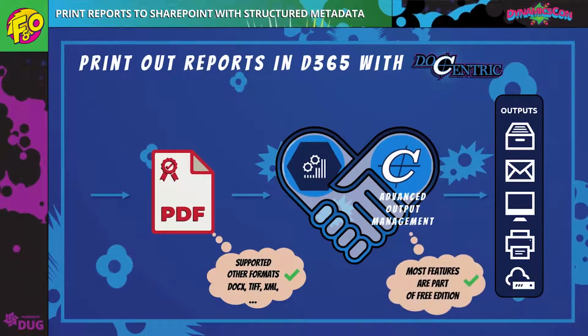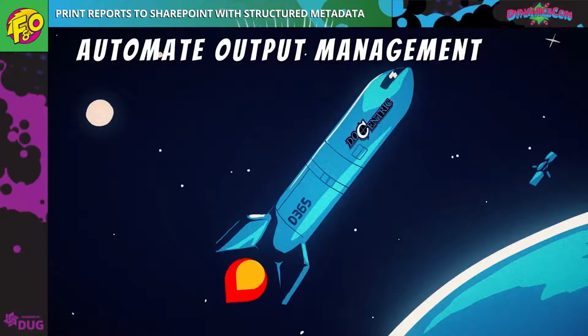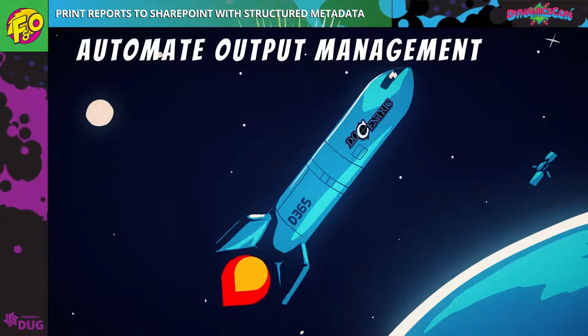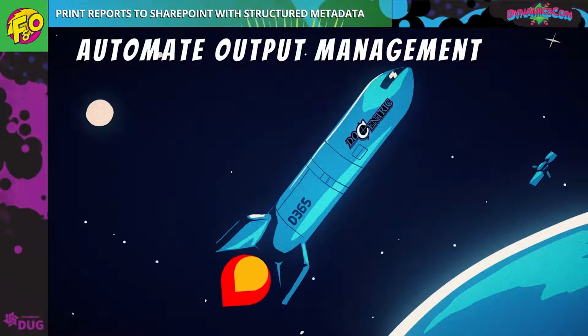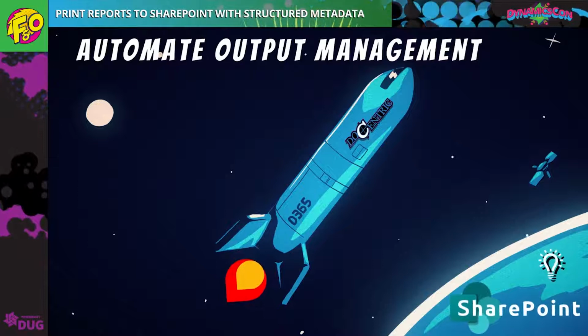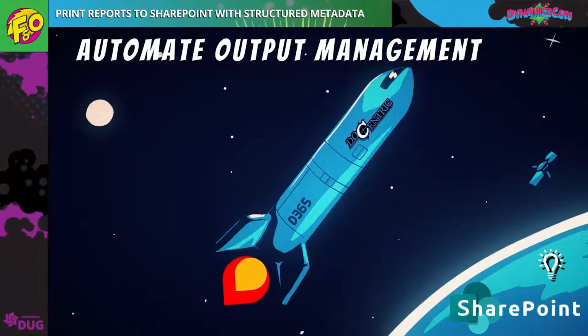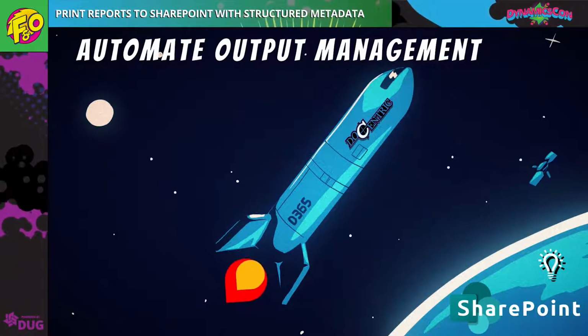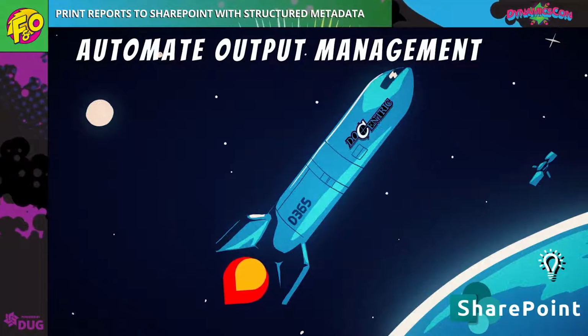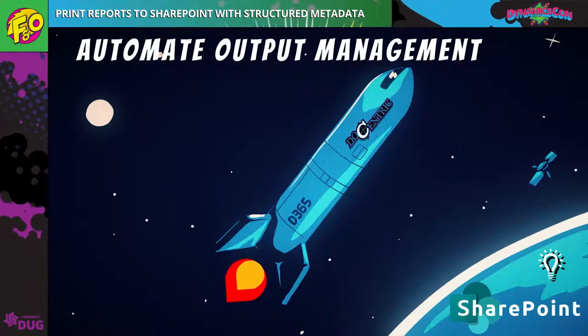And the best thing here is that most of the output management features are completely free. So the main goal of Docentric's advanced output management is to enable you to automate document distribution across various print destinations and make them dynamic based on your data. Today we will focus on SharePoint integration, and if you want to store documents in a structured way, you can do this with the Docentric Free Edition. But if you want to store documents with structured metadata, you will need the Full Edition.